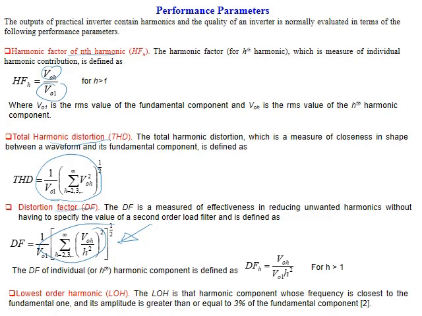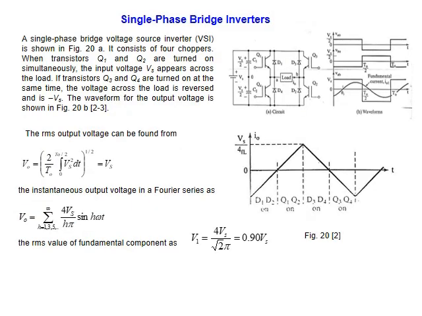Lowest order harmonic is the lowest order or the closest order harmonic to the fundamental. You know, the fundamental is the first harmonic. As an example, if I go back to the rectifier in AC, in single phase, the third harmonic is the closest or lowest order harmonic. In three phase, the fifth harmonic is the closest one or lowest order harmonic, because the third is already cancelled.